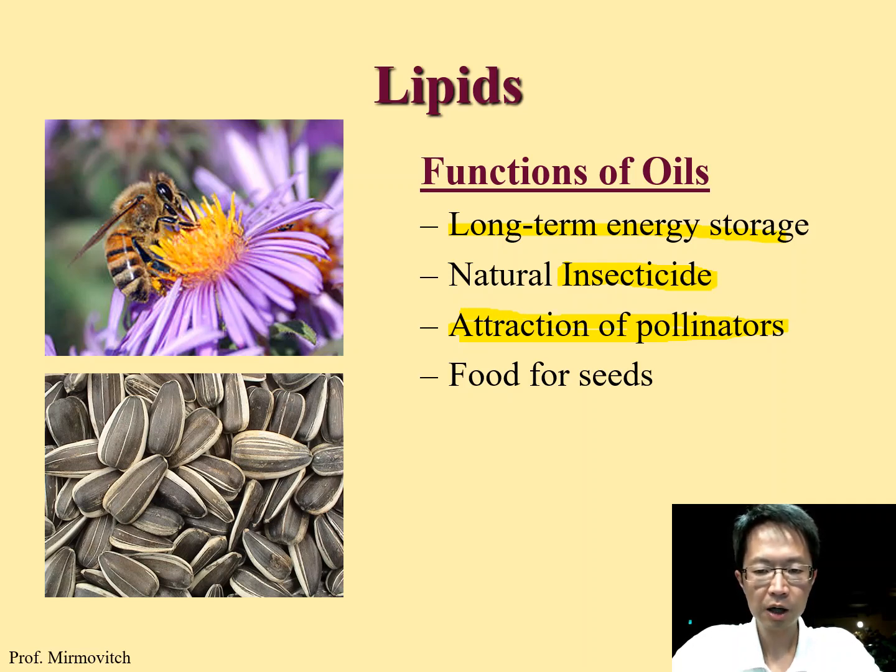So the flower provides honey, so that the bee will go to take the honey, and at the same time the bee will help to transfer pollen. This is an example of mutualism. Mutualism is one of the symbiotic relationships. This is something that we talked about previously.